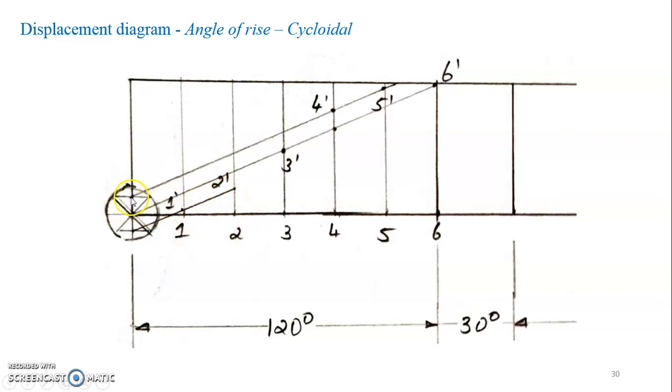Similarly, from the point above, draw another line parallel to these two lines to cut the vertical lines 4 and 5 and get 4 dash and 5 dash. So this is how you get these points of interest: 1 dash, 2 dash, 3 dash, 4 dash, 5 dash and 6 dash in case of cycloidal motion.